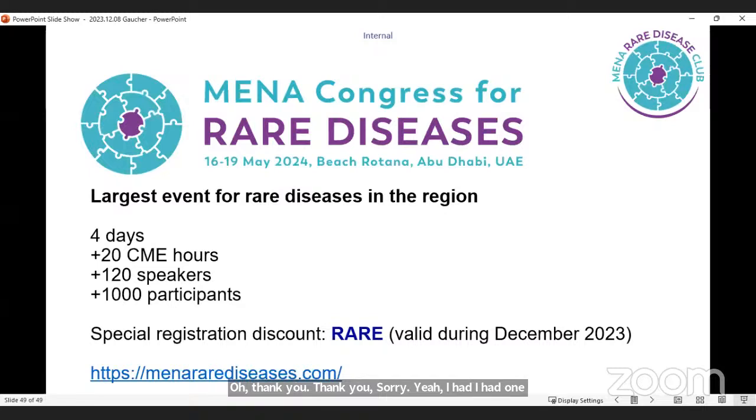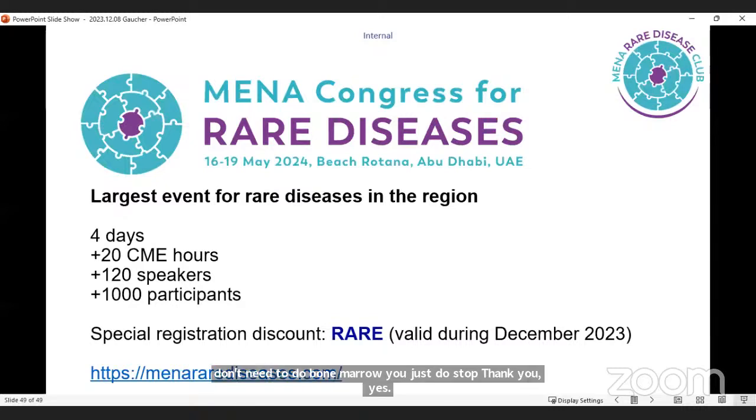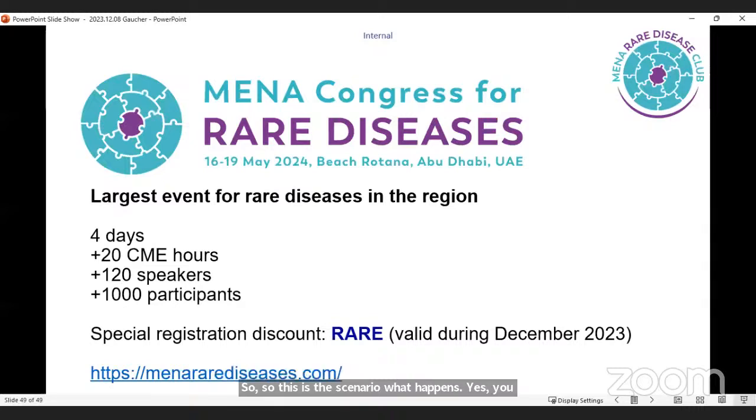For diagnosis, if you suspect Gaucher disease, you don't need to do a bone marrow. So this is the scenario: you suspect leukemia, you do a bone marrow, and then you see Gaucher cells. In these cases, you go back and confirm by enzyme assay and genetic test. But if I'm suspecting Gaucher in this patient, I shouldn't do a bone marrow just to confirm.